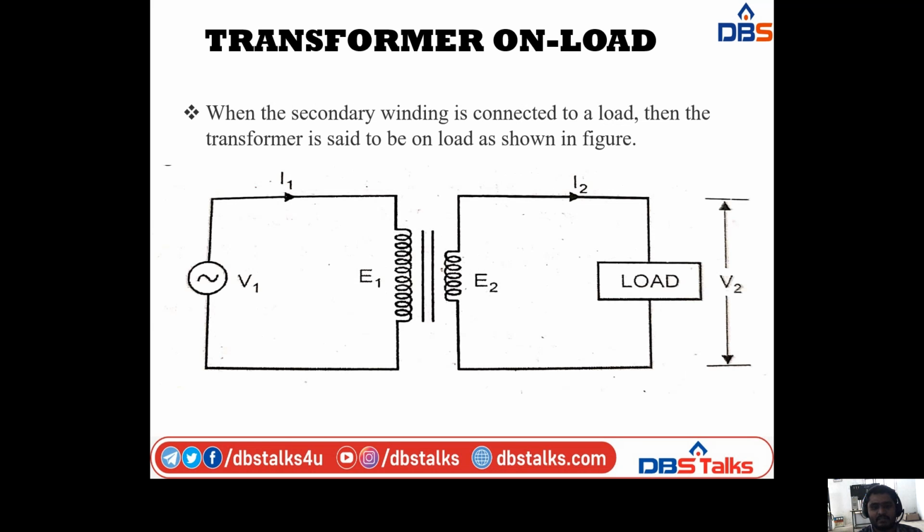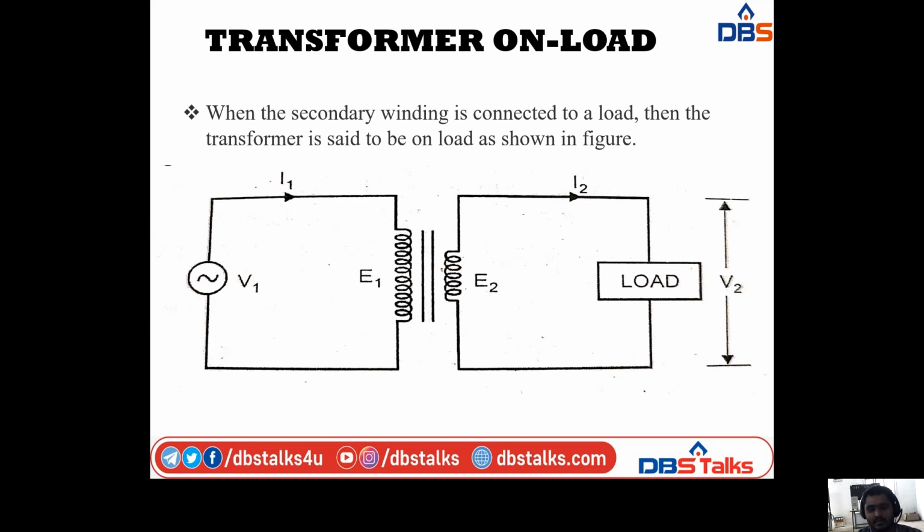Coming to the second case, the transformer on load. Here, the secondary winding is connected to a load. In the previous case, the secondary winding was not connected to the load, which is why we took the secondary winding as open. When the secondary winding is connected to the load, the transformer is said to be on load. This is the diagrammatic representation of this case.